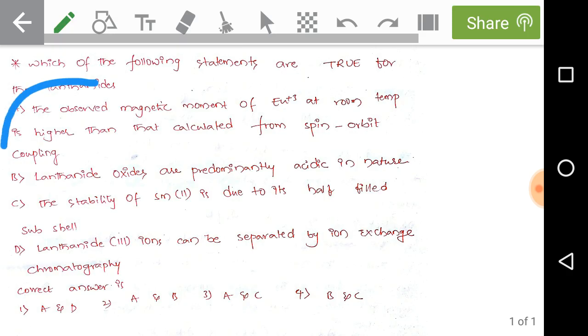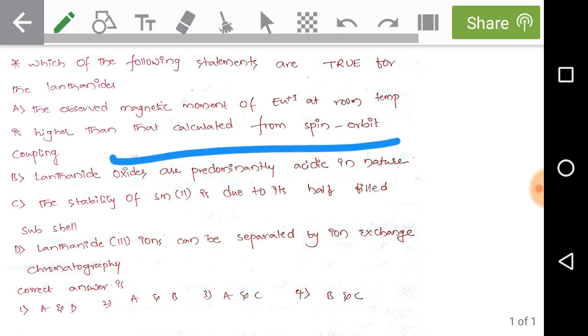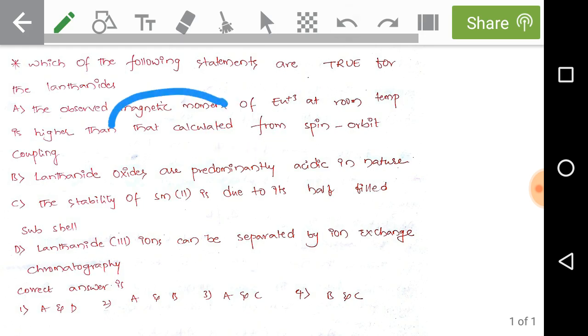If you observe the first statement, the observed magnetic moment of europium plus 3 at room temperature is higher than that calculated from spin orbit coupling. So this is the correct statement. The calculated values are not equal to observed values for europium plus 3 and samarium plus 3, because of the small spin orbit coupling, nearly 300. So due to that, the observed magnetic moment of europium plus 3 at room temperature is higher than that calculated from spin orbit coupling. That is the correct statement regarding the lanthanides.